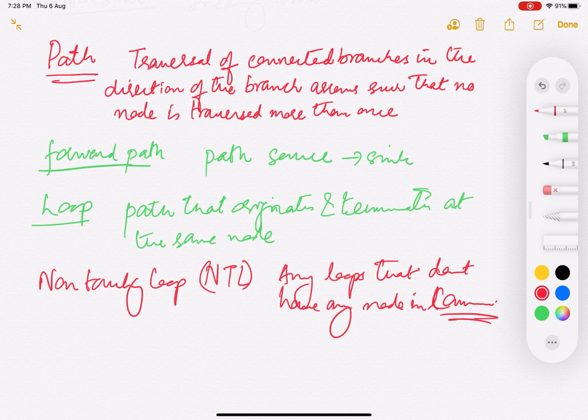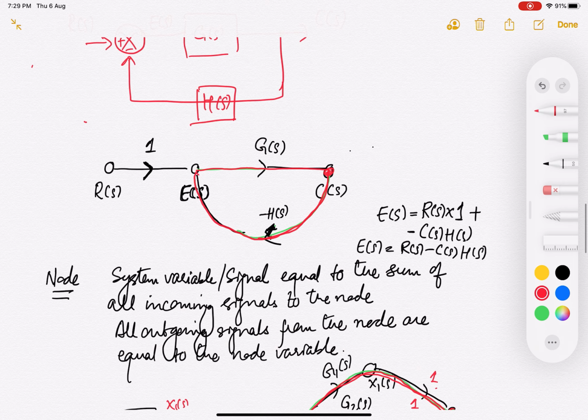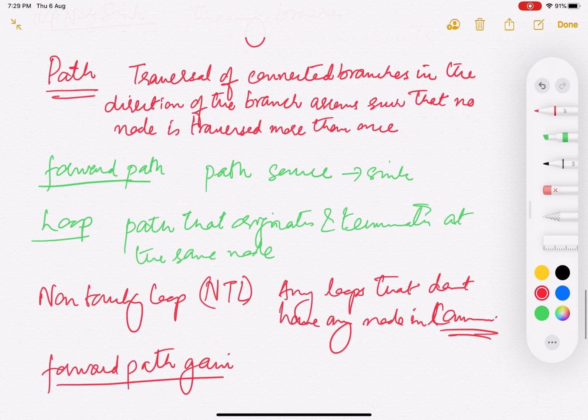Then you have another important thing which is called forward path gain. Forward path gain is the product of the branch gains encountered in traversing the forward path. So as you move along the forward path, what is the gain that you encounter? In this case, you encounter a gain of G1. So this is the forward path gain. In this case, you encounter a gain of G2. In this forward path, you encounter a path gain of G3. So this is called the forward path gain.